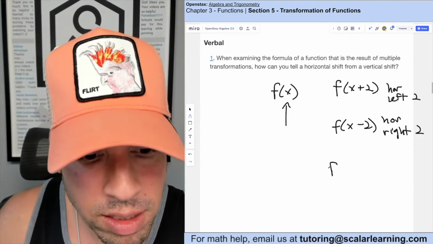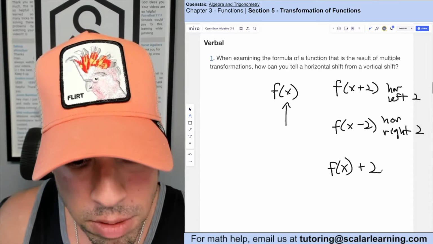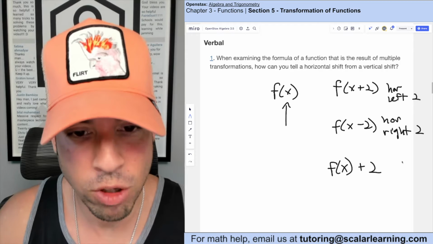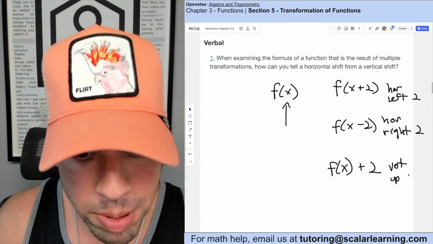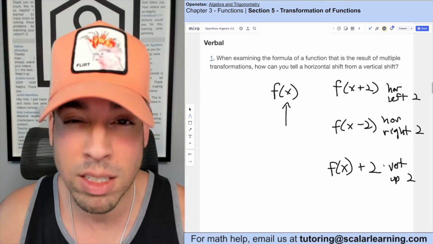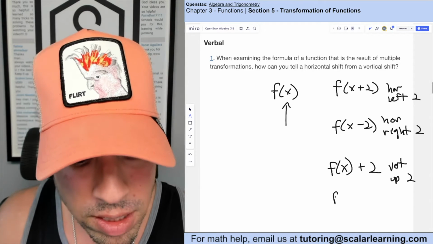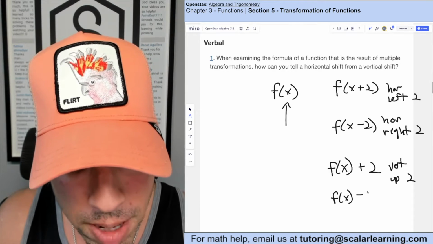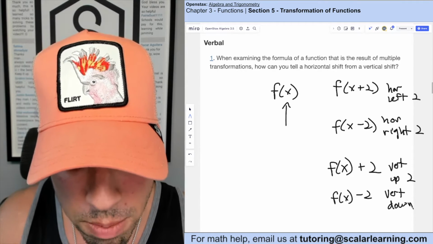If I see the entire function f of x being added to 2, or 2 plus that function, now we're talking about a vertical transformation up 2. So it's interesting with the verticals, if it's plus, it's up, if it's minus, it's down. That's a little bit more intuitive. Obviously, the horizontal, it's not like that. And then again, if I take that entire function value and I minus 2, this is again vertical down by 2, boom, done.